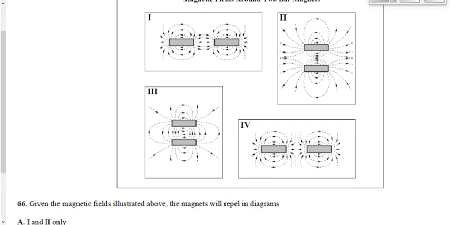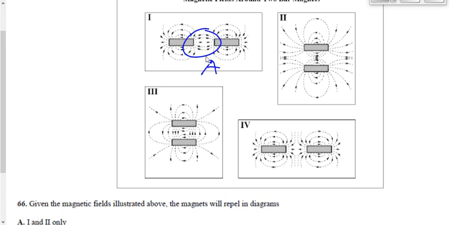Yeah, Maddie? Okay, so what do you mean looking at the lines? Okay, so what about the field lines? Okay, so if they join up, then what happens? Okay, good. If they don't join up, then they're going to repel. So let's look at that. All right, do these ones join up? Yeah, these ones join up in the middle here, so we're going to get a force of attraction there.